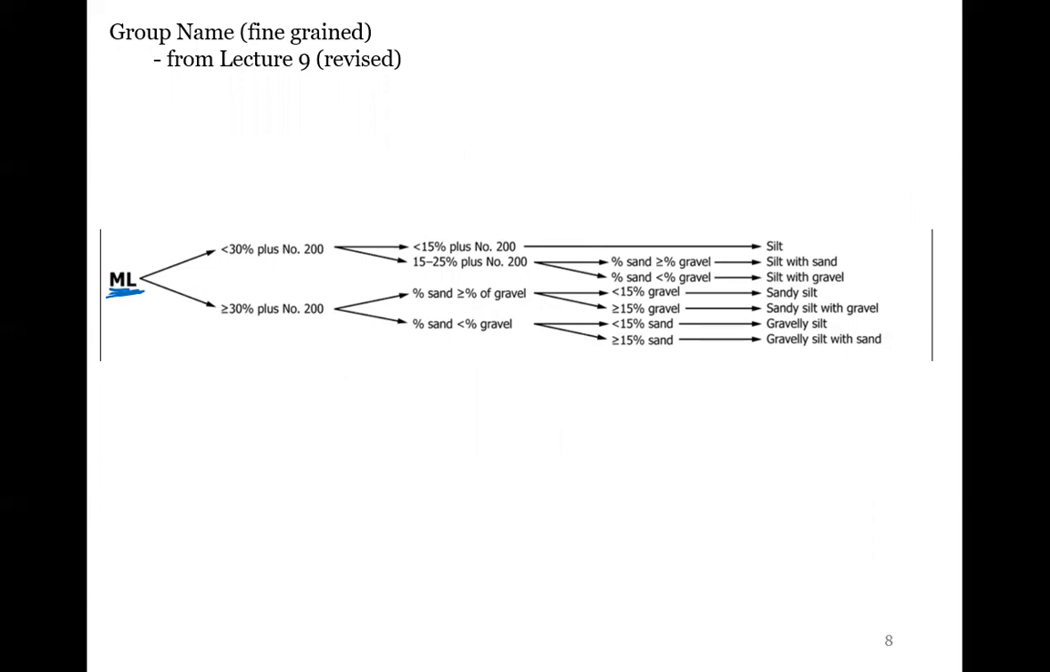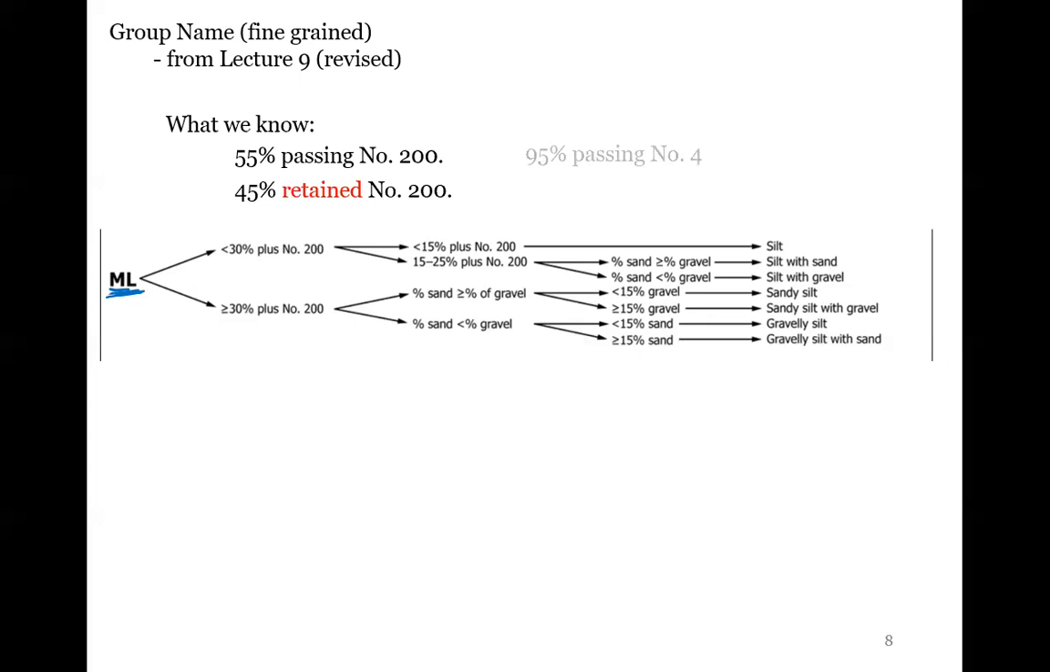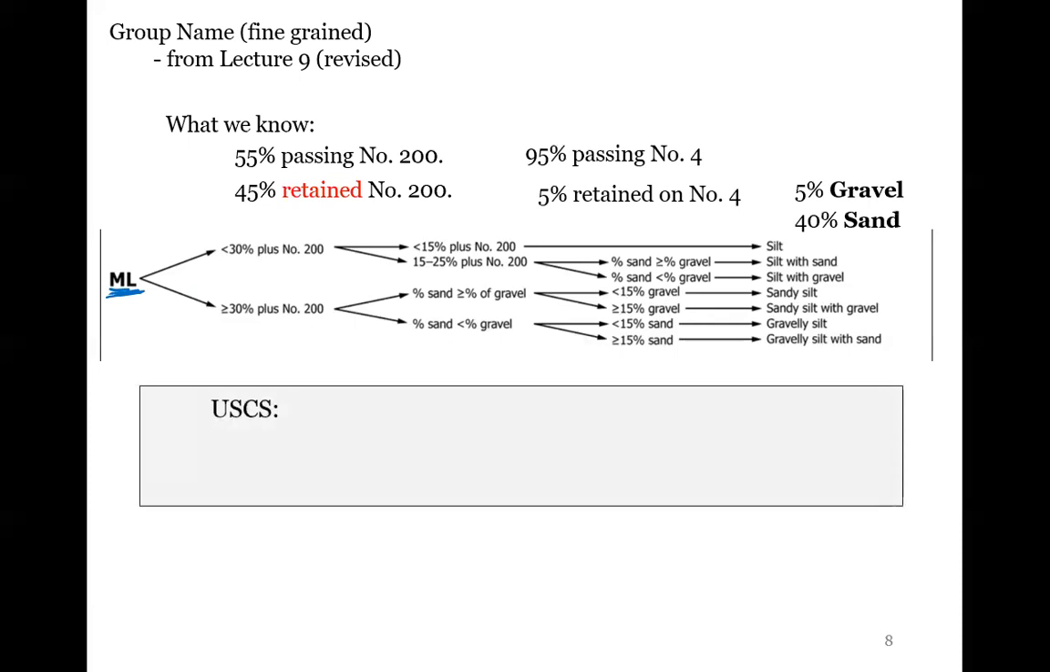So if we have greater than, I should say the plus, what we know is that there's 55% passing the number 200 sieve. That means there is 45% retained on the 200 sieve. And there's also 95% passing the number 4 sieve. So that means there is 5% retained on the 4 sieve. That means the percent gravel is 5%. So from this, we can flow through everything else here. Remember that the plus means retained in this table.